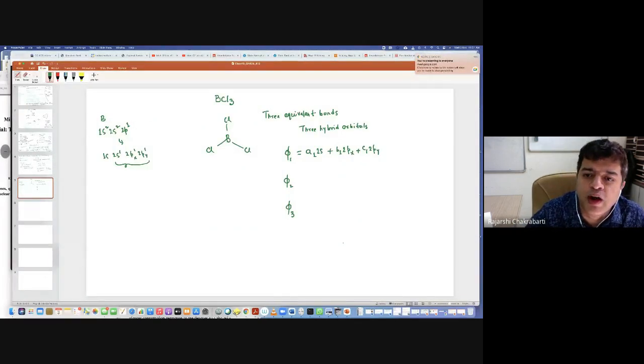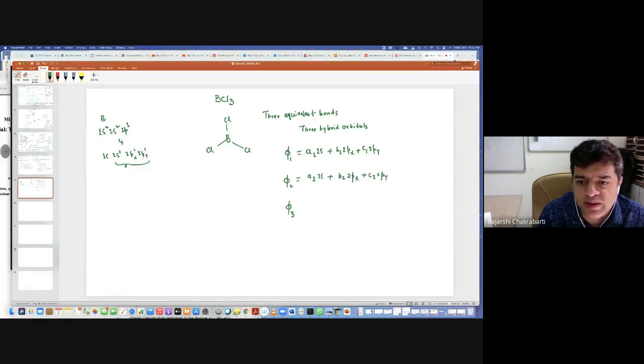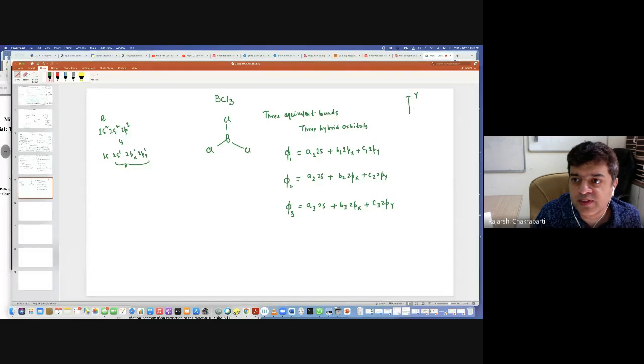Yeah. So phi 1 is like this combination of this. Phi 2 is, let me write it down, a2 2s plus b2 2px plus c2 2py. Phi 3 is a3 2s plus b3 2px plus c3 2py. So basically the geometry is chosen such a way that this is your y-axis, this is your x-axis. It's on the xy plane, and the z-axis is towards you. Okay, this is how it is.